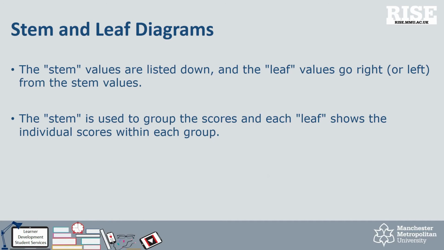We always make sure that the stem values are listed vertically downwards and the leaf values go from right to left from the stem values. We commonly put the leaf values in order as well. Now the stem is what is used to group the scores or the values together, and then each leaf shows the actual individual numbers within the data set.